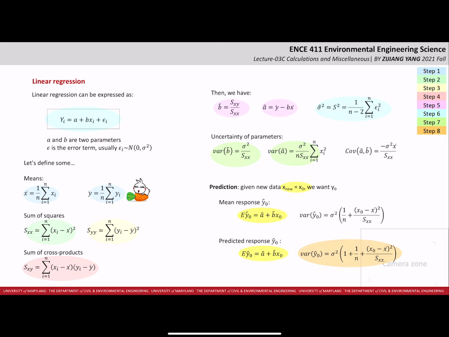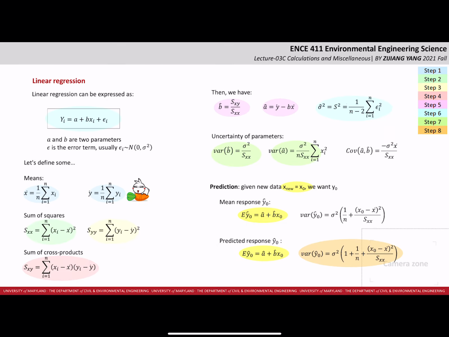So here shows the more colorful steps. I'll just repeat that because it has steps. First, we can calculate X bar and Y bar. And based on X bar and Y bar, we can calculate SXX and SYY, and also SXY. And by having that, we can calculate B hat and A hat based on SXY and SXX.